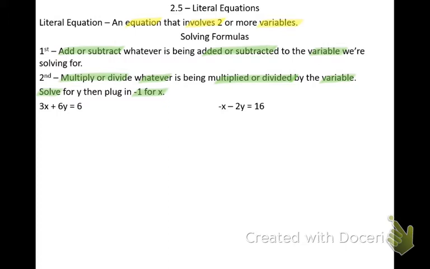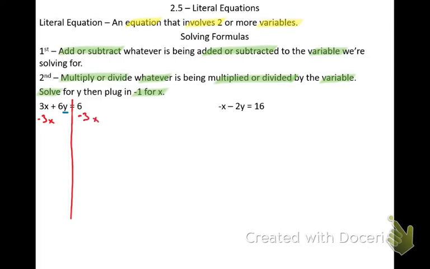So with this one in the top left of your notes, we want to get y alone. So I'm going to underline y. We're going to take our 3x as our first step and bring it to the other side. That's a positive 3x, so we'll subtract 3x.